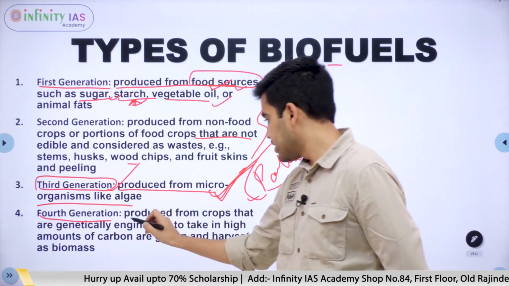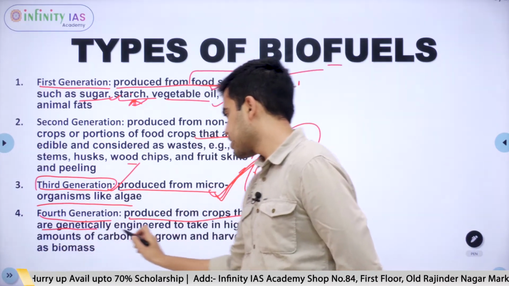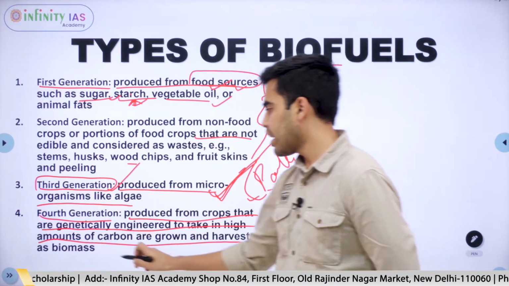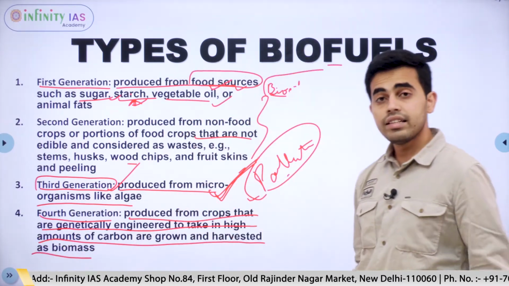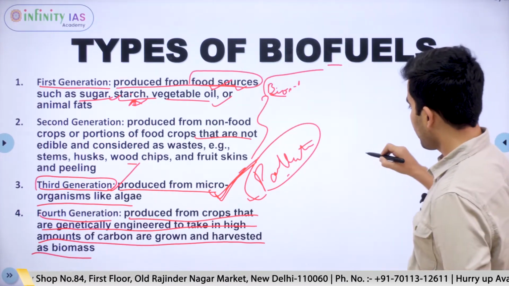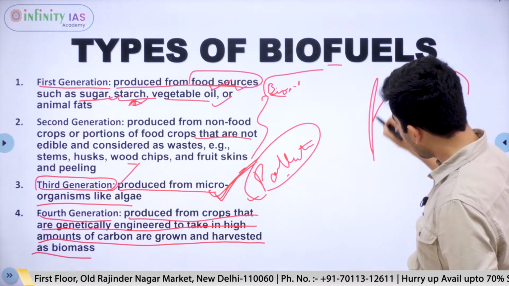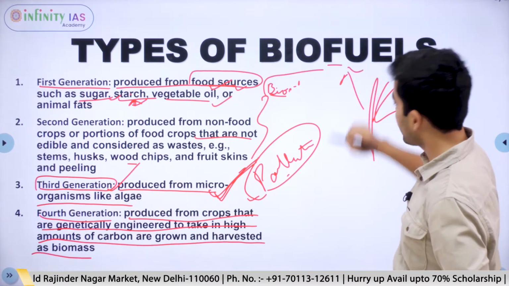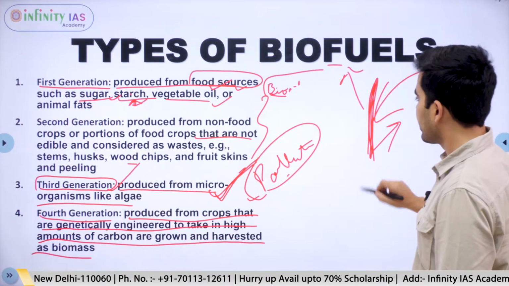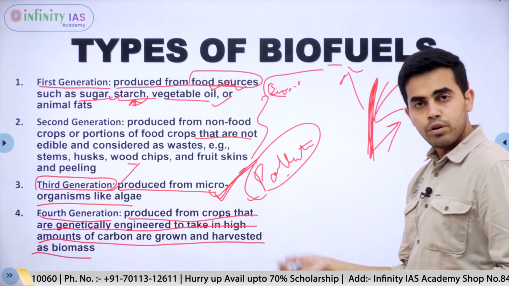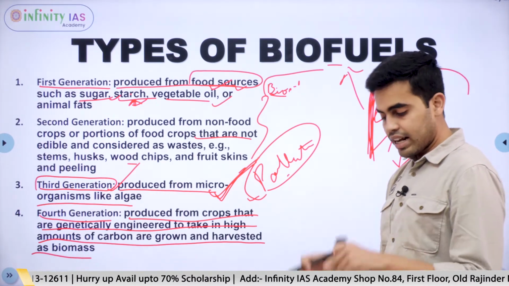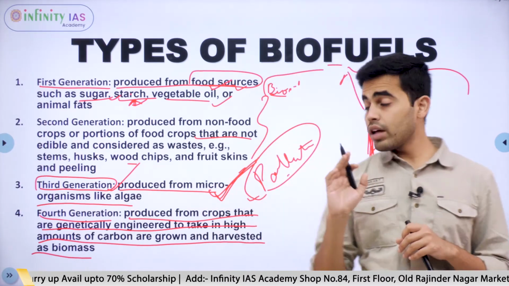This is the latest and this is produced from crops that are genetically engineered to take in high amounts of carbon and are grown and harvested as biomass. That is, these are specially genetically engineered plants that will be grown so that the plant will take more carbon than it gives out as biofuel. For example, after this plant has been converted to biofuel and has been used, it will still leave some carbon residue, that is carbon capture, that can be captured so that it won't be released into the atmosphere.